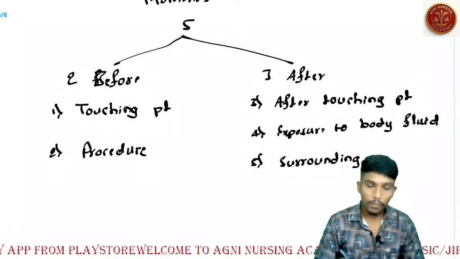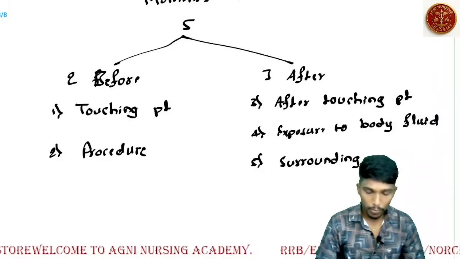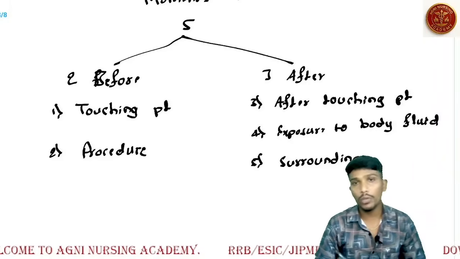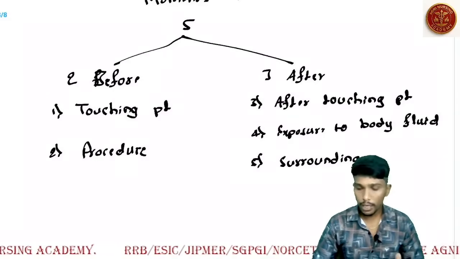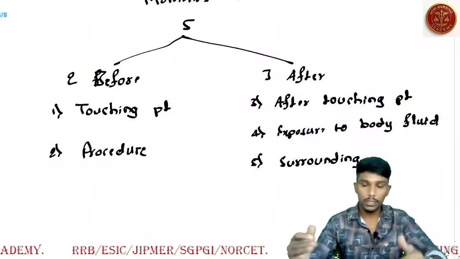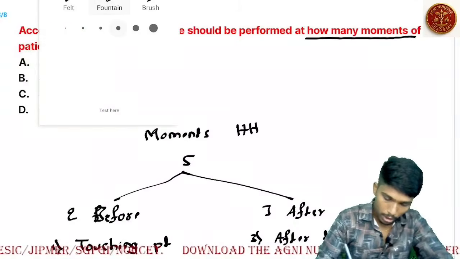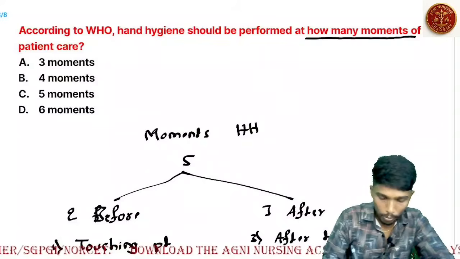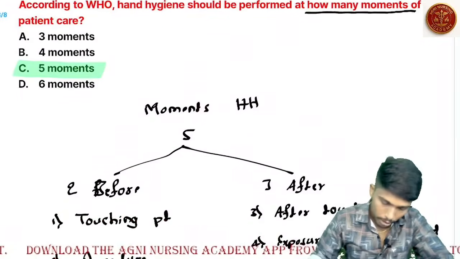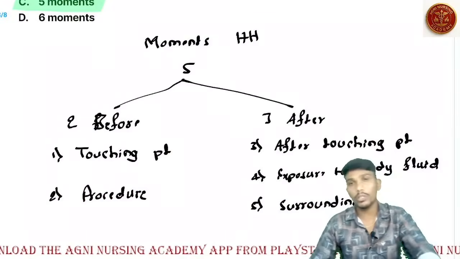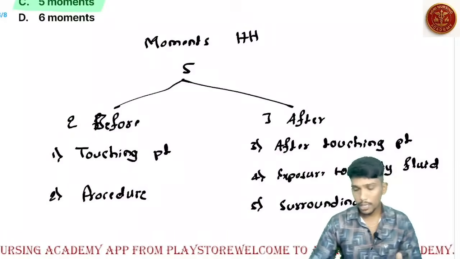So these are the 5 moments of hand hygiene: 2 before and 3 after. Before touching the patient, before doing any procedure, after touching the patient, after exposure to body fluid, and after touching the patient's surroundings. Then coming to the options, as I already told in the discussion, there are 5 moments in hand hygiene. We have to follow the correct sequence.